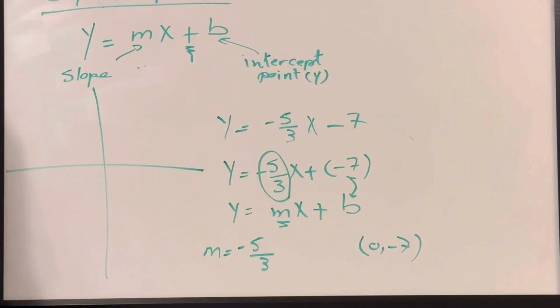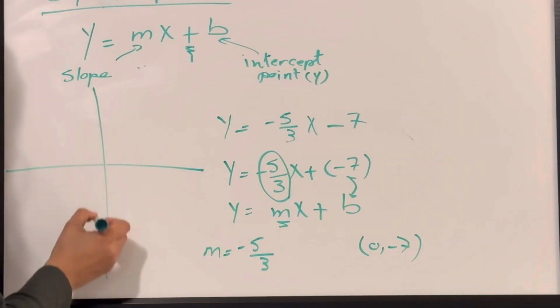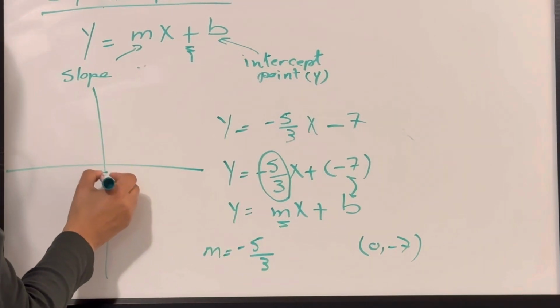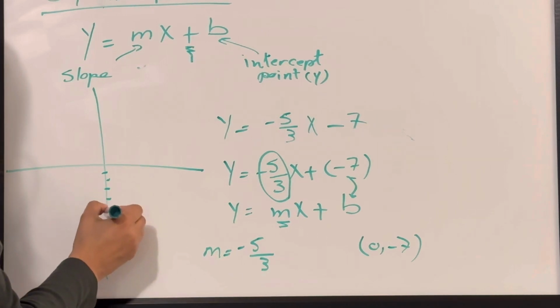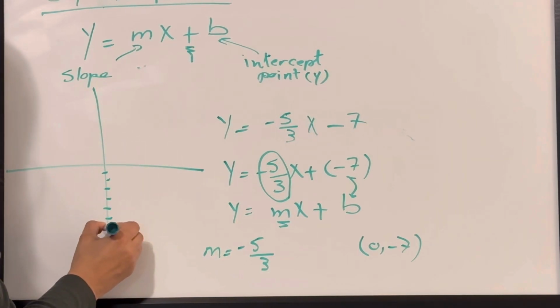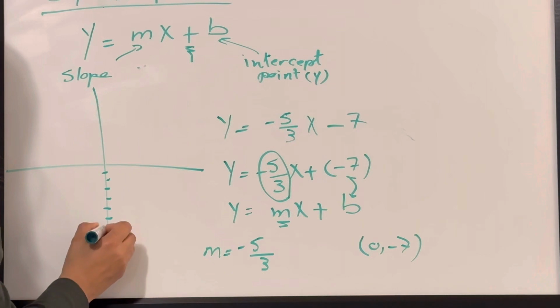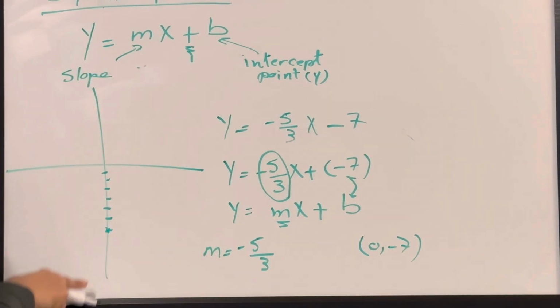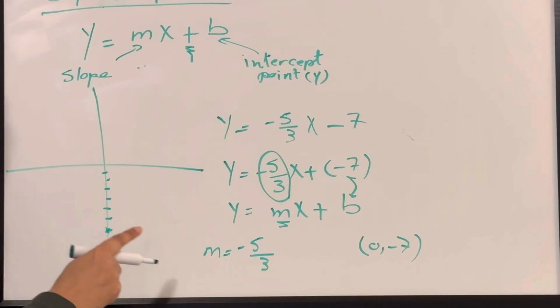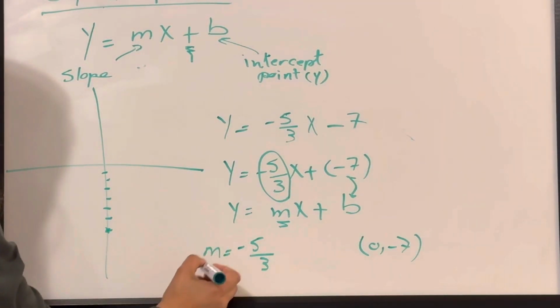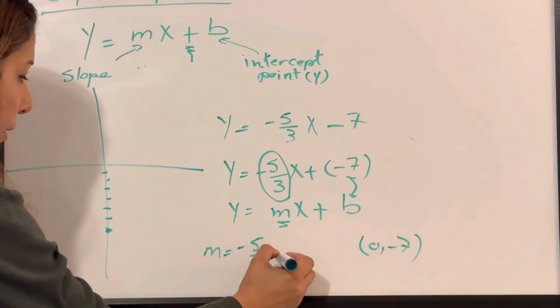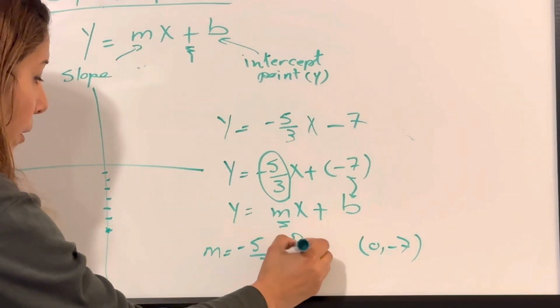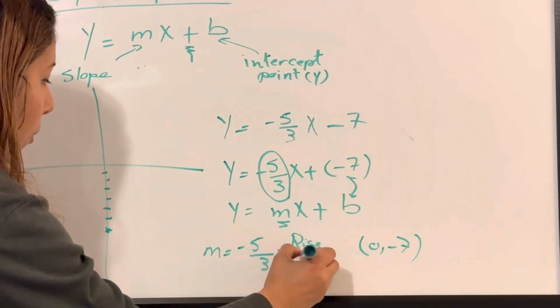How can I draw this? I will go here, it's 0 and minus 7. So 1, 2, 3, 4, 5, 6, 7. So here is the point, the first point that intercepts the y-axis. And then from this point, what is m? m represents the rise over run.